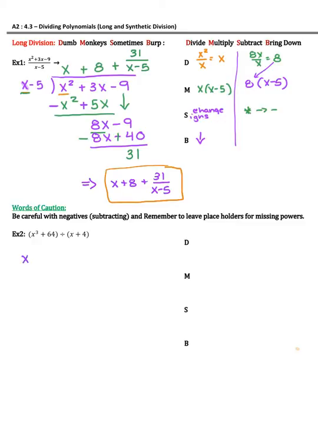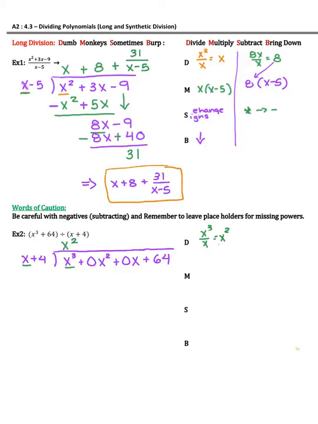So this means that x plus 4 is going to go on the outside. On the inside, we have x cubed. Notice there's no x squared, so I have to put a 0 there. I also have no x, so I have to put a placeholder there. But then we do have the plus 64, so that comes off here at the end. So let's see how this plays out. Remember we start off with divide the first terms. So that's x cubed divided by x, which gives me x squared.